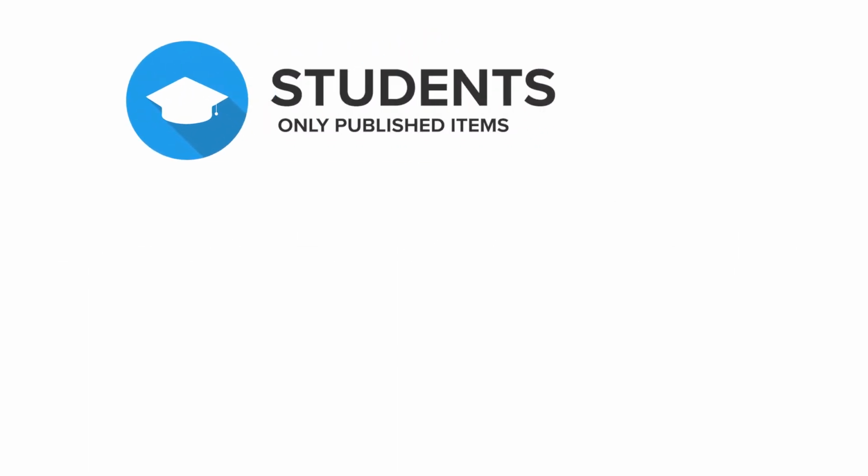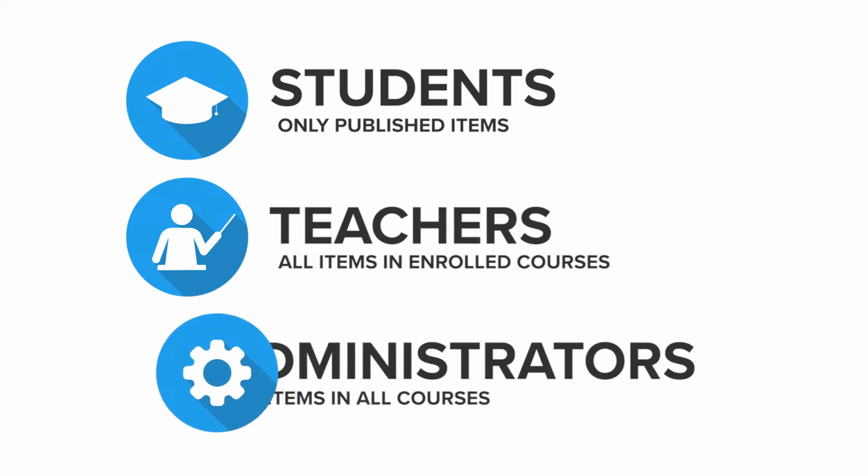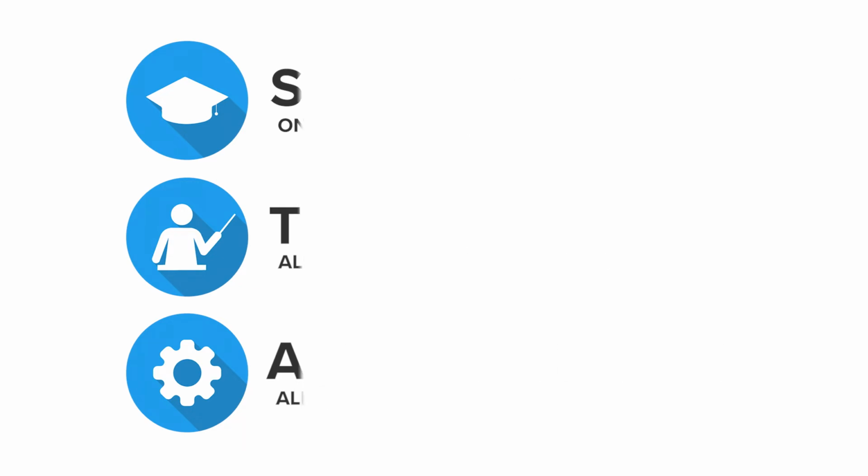Atomic Search returns results based on the role of the logged-in user. Students are returned results from published items that they can access in their courses. Teachers get results from all content in their courses, whether they're published or not. Administrators are returned results from all courses in the accounts they administer.